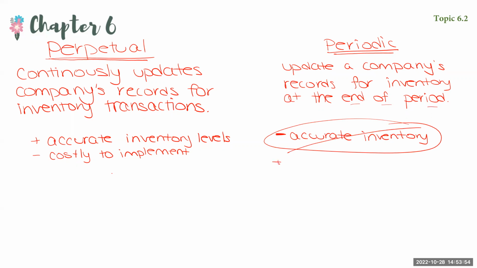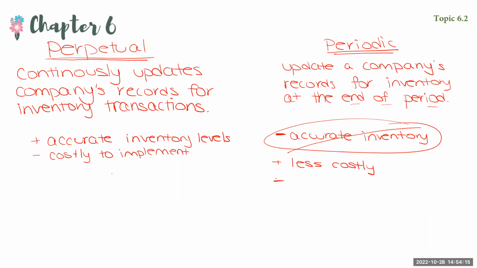An advantage would be that it is less costly, right? You don't have to have fancy UPC labels on your products. You don't have to have a system that reads that. You can just say sold 1 box of widgets for however much. So you don't have to have a fancy system.